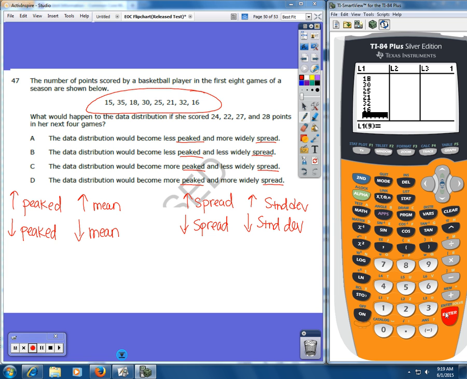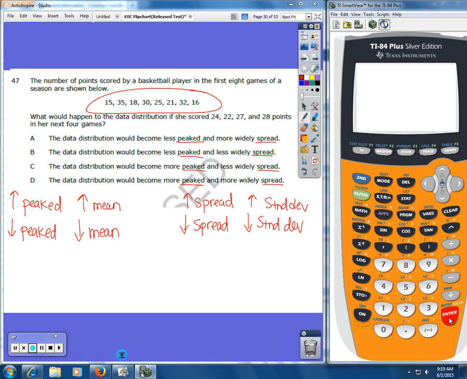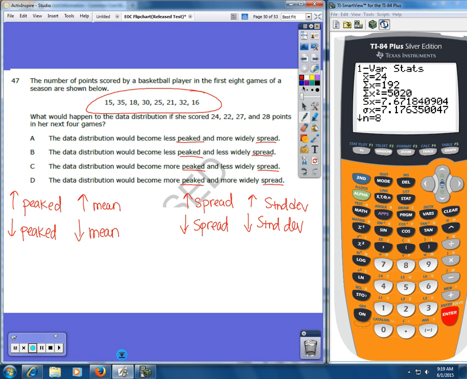So this is the original data. In order to find the mean and the standard deviation, I can go to Stat, scroll right to Calc, and select number 1. The mean is right here, the X with the bar over it. So originally, with the original information, the mean is 24. Standard deviation is the S with the X next to it, so that's 7.67. Okay, so that's with the original information.